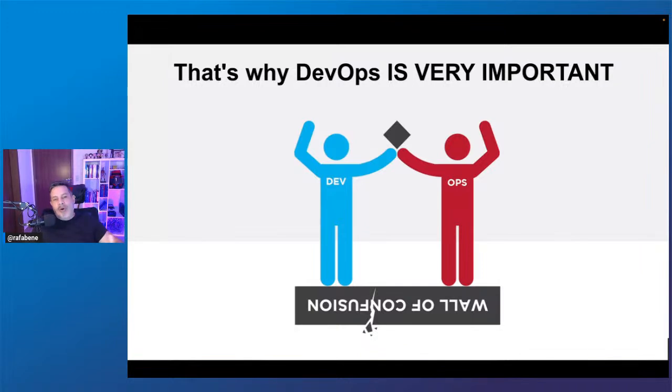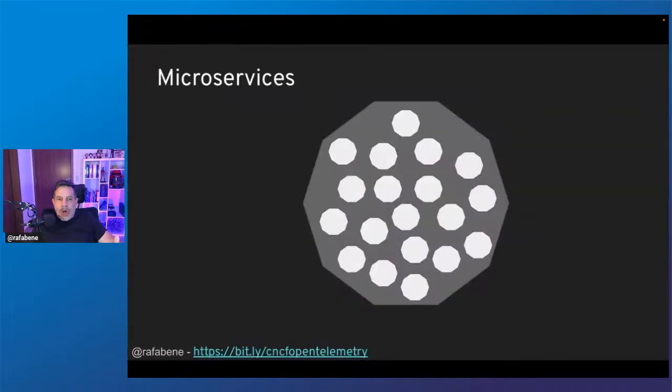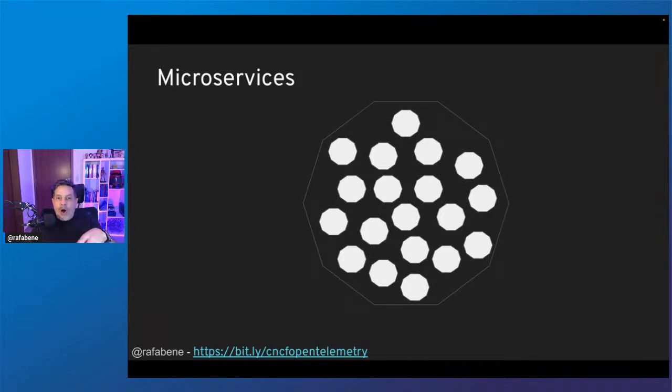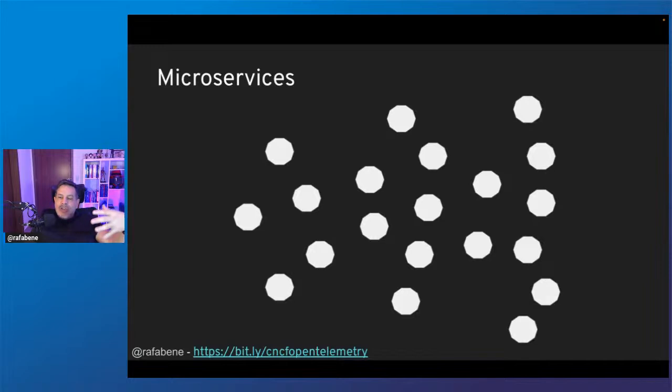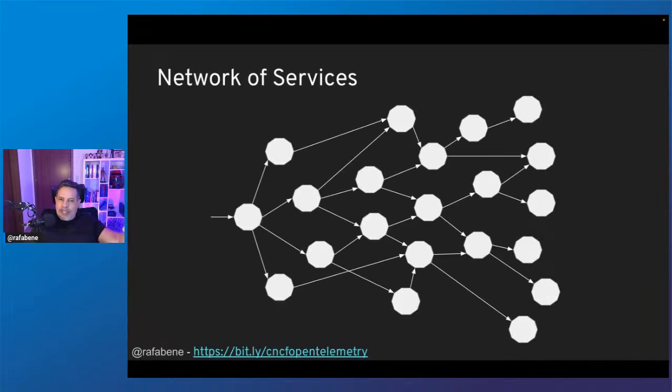We don't have the wall of confusion anymore. So we don't only have DevOps, but we have nowadays microservices. And when we talk about microservices, we don't have everything to deploy together. We have all the microservices spread on different servers in different deployments, creating a network of services, right?